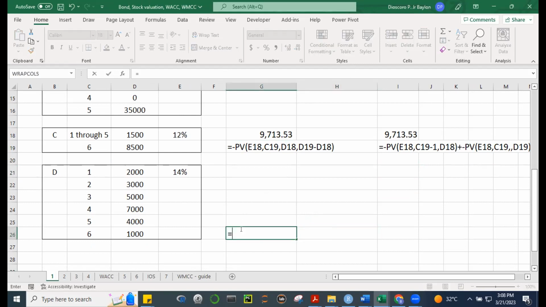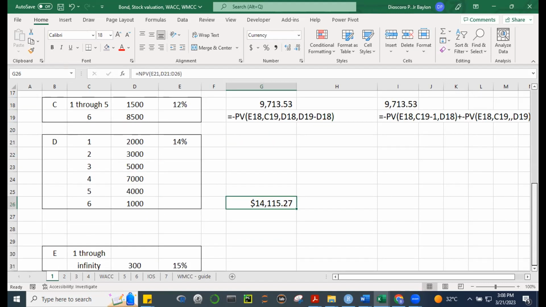This is just NPV, with the rate at 14%. Okay, so this starts at the end of the first year. So this is the rate and then the values. So that's 14,115.27. Or you can get the present values of the cash flows individually.